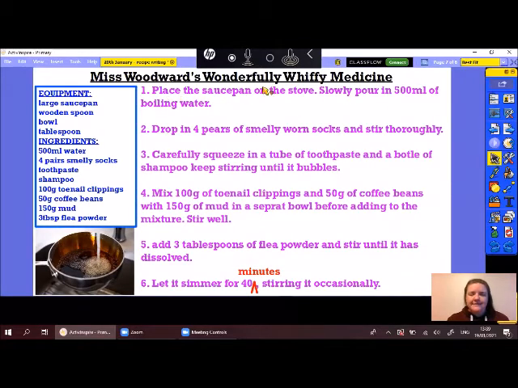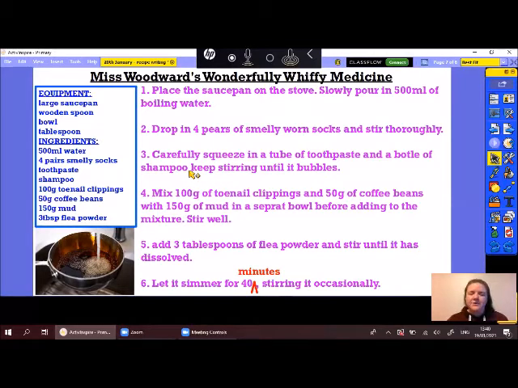Let's look through. Place the saucepan on the stove. Full stop. Slowly pour in 500 millilitres of boiling water. Full stop. Drop in 4 pairs of smelly worn socks and stir thoroughly. Carefully squeeze in a tube of toothpaste and a bottle of shampoo. Keep stirring until it bubbles. I'm thinking that should probably be 2 sentences. Because I've done 2 ideas. I've talked about squeezing in the toothpaste and the bottle of shampoo, and then I've told them to keep stirring, and I haven't used a conjunction in the middle.